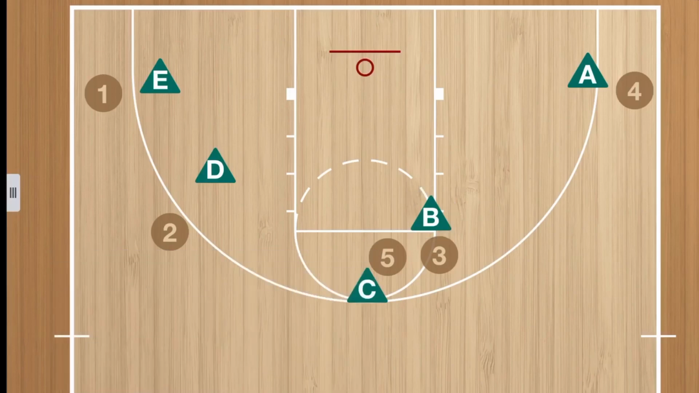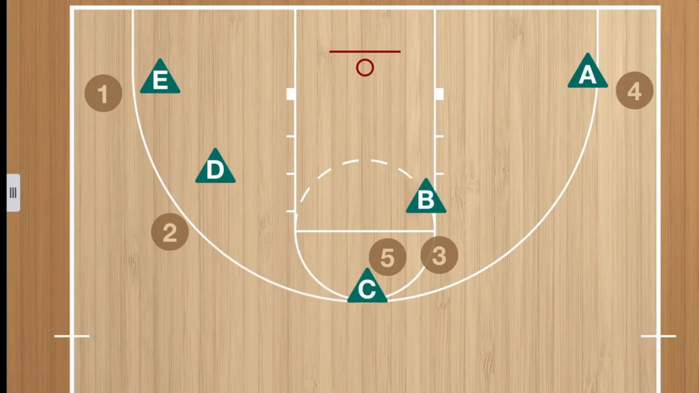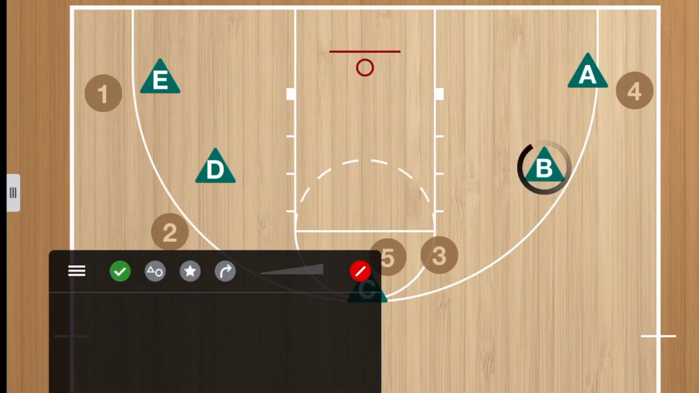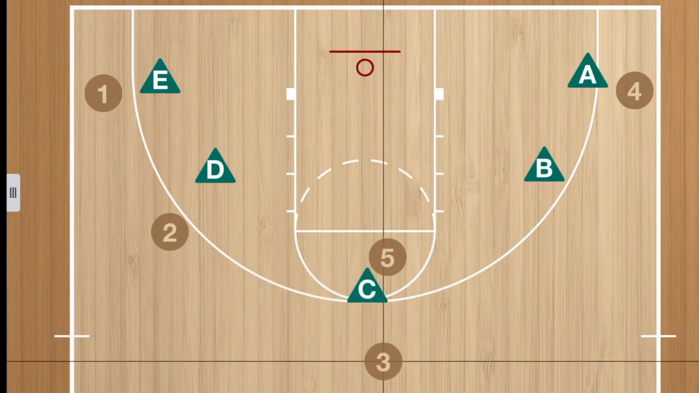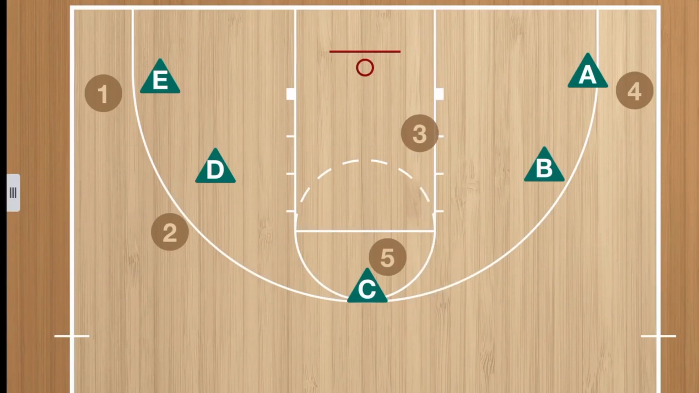See, if we don't take advantage with speed, B can slide over and protect this, and then we have to look at different options. So it's really important to come back and be here, and once 5 comes and sets this pick, to come with a lot of speed off of that pick.